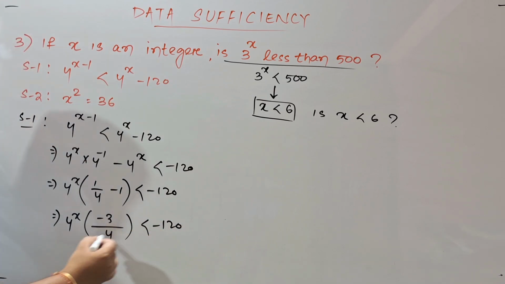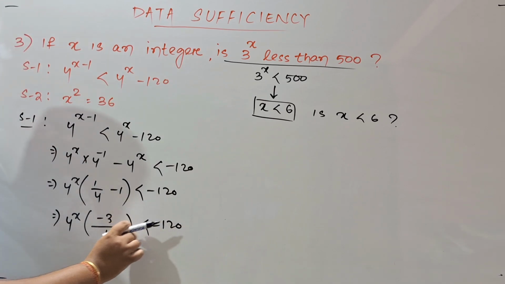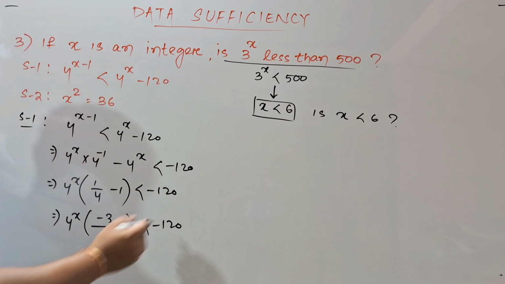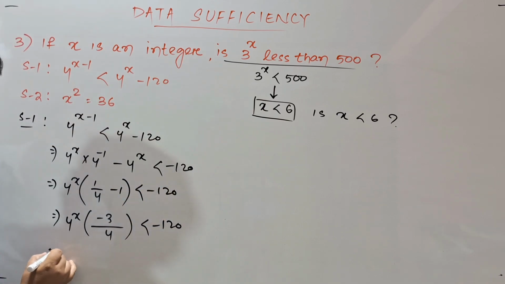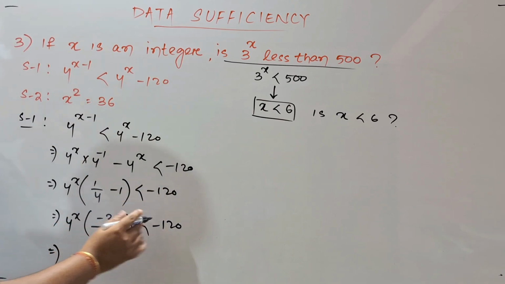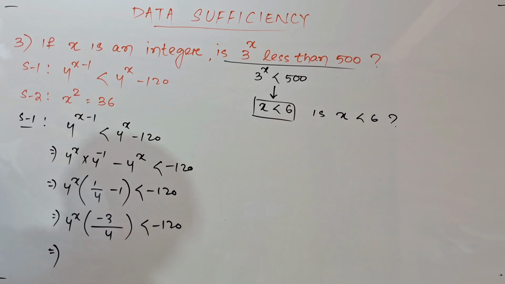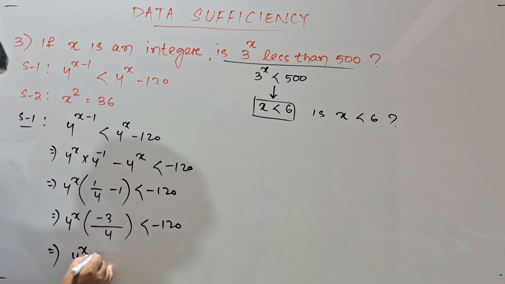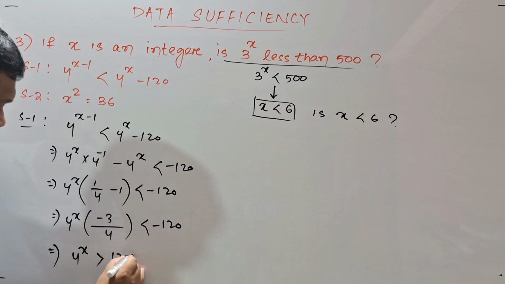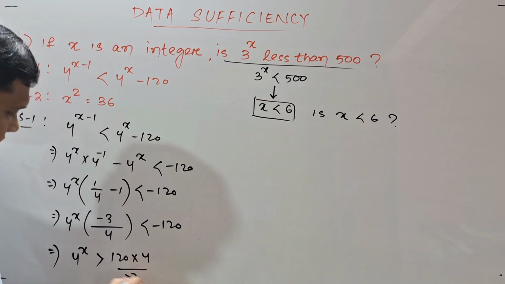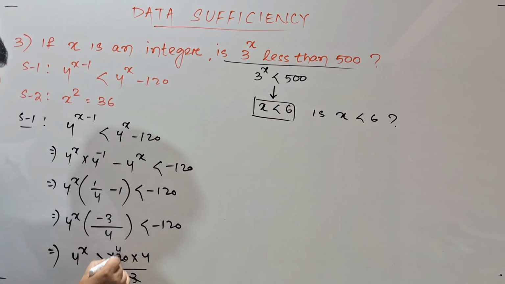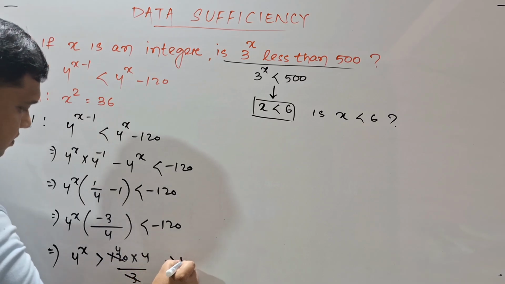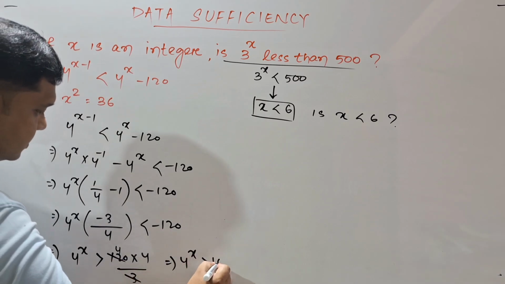Now if I multiply the negative sign on both sides, the inequality sign will change. So minus minus get cancelled, and this becomes greater than. If I do cross multiplication, 4 to the power x is greater than 120 into 4 by 3. So 3 into 4 is 12, so 40, 40 into 4 is 160. So here 4 to the power x is greater than 160.